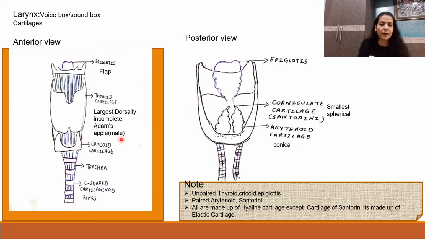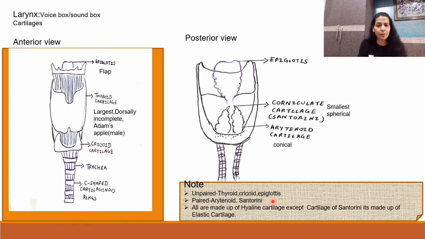One very important thing: epiglottis, thyroid cartilage and cricoid are unpaired, which means in the larynx, they are present only one. You have one epiglottis, you cannot have two. You have one thyroid cartilage and one cricoid cartilage, which means they are not present in pair, which also means that there are some things which are present in pair. That is why I am giving this comparison to you. So please remember, thyroid, cricoid and epiglottis are unpaired cartilages of larynx.